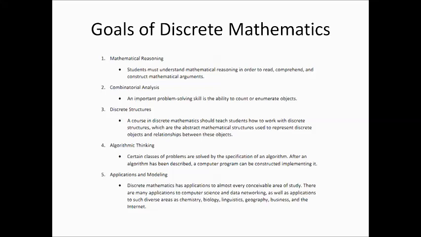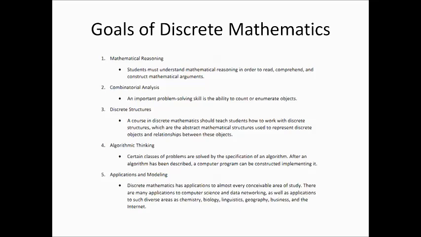Next is combinatorial analysis. This is an important problem-solving skill, the ability to count or enumerate objects. Next is discrete structures. Discrete structure is a part of discrete mathematics, that's why we are discussing discrete mathematics as a whole. A course in discrete mathematics should teach students how to work with discrete structures, which are the abstract mathematical structures used to represent discrete objects and relationships between these objects.